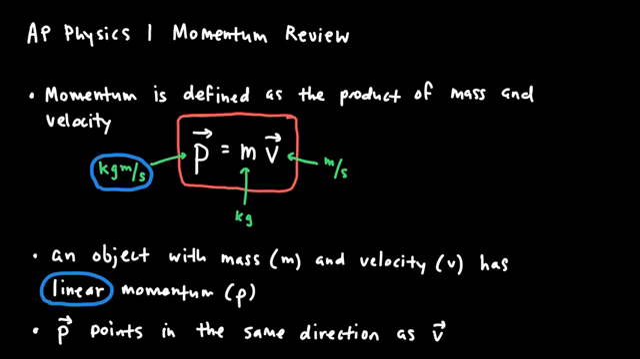And lastly, because velocity is a vector, it points in a particular direction, then momentum is also a vector, which means that if momentum points in the positive direction, then the momentum is positive, and if it points in the negative direction, the momentum is negative. And the direction of the velocity will always tell you the direction of the momentum.